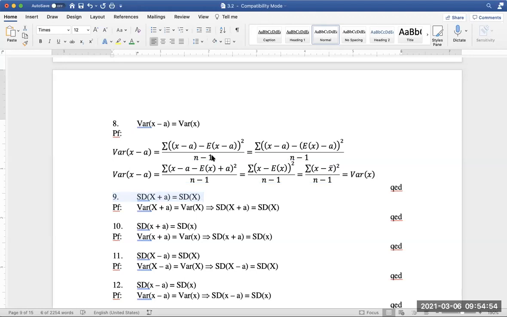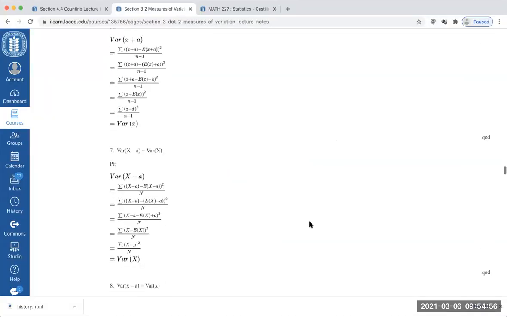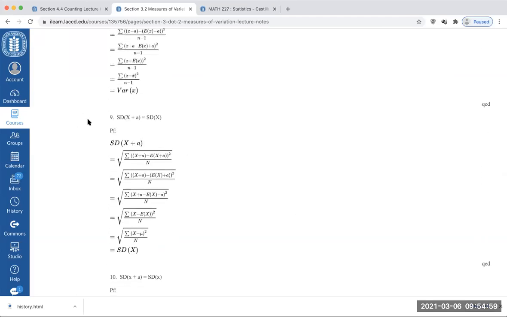Property 9. And so let's show property 9. Again, in my notes I see I previously just used the fact that we've shown this for the variance, but I'll prove it as if I didn't notice that I'd proven things before. So the standard deviation of x plus a is just the square root of the sum of x plus a minus expected value of x plus a, quantity squared, all over n.